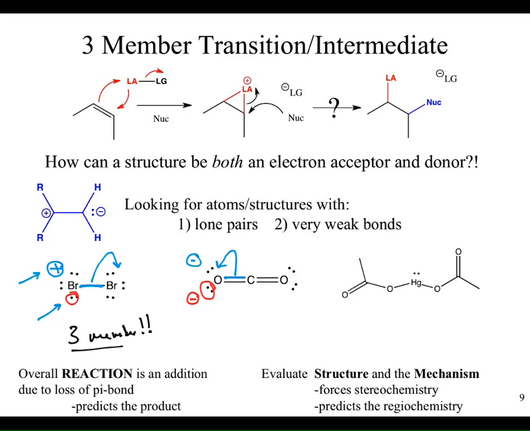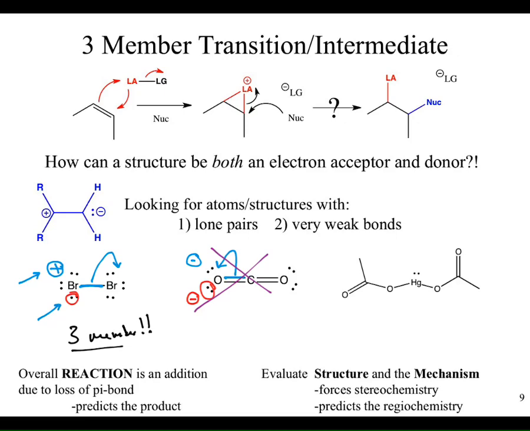We needed a structure that was both an electron acceptor and donor. CO2 doesn't fit the bill very well. Those electrons don't match, so we aren't going to see a species that actually aligns to react with our alkene very well. So that one doesn't fit the pattern.